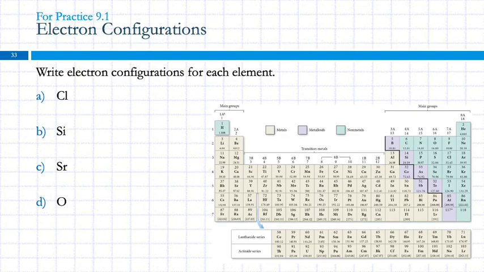Let's do some more. Write electron configurations for each element. We're going to do chlorine, silicon, strontium, and oxygen. So, chlorine. Chlorine is over here. We'll just do the noble gas ones. Does that sound good? So for chlorine, which noble gas am I going to use? Neon. Because that's the one that's just before it. And then after neon comes 3s2, right? And then 3p5. So these should seem easy after bismuth. I won't do bismuth to you on an exam. Any questions about chlorine?